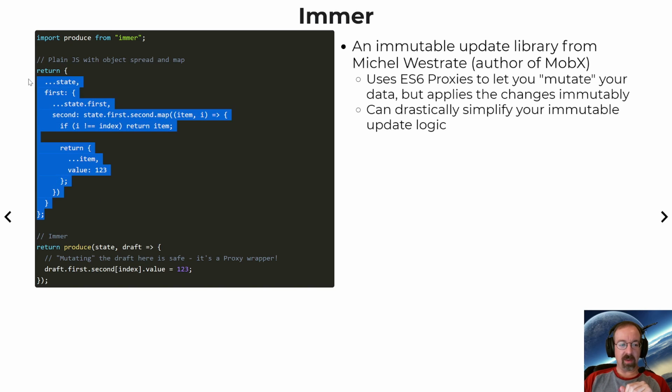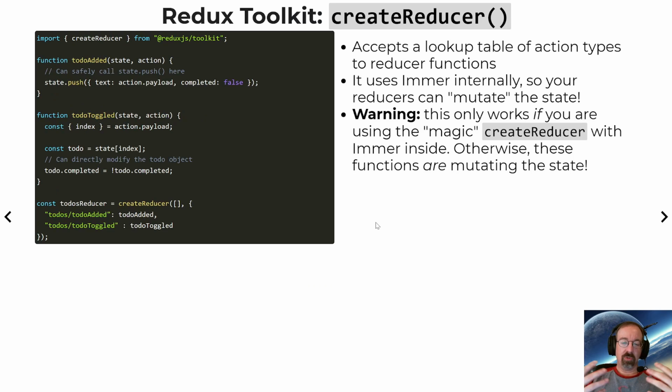So these two statements are equivalent. So you can either write a whole bunch of nested spread operators, or you could just write a single line of mutating state updates, and you get the exact same result. So Immer can drastically simplify immutable update logic.